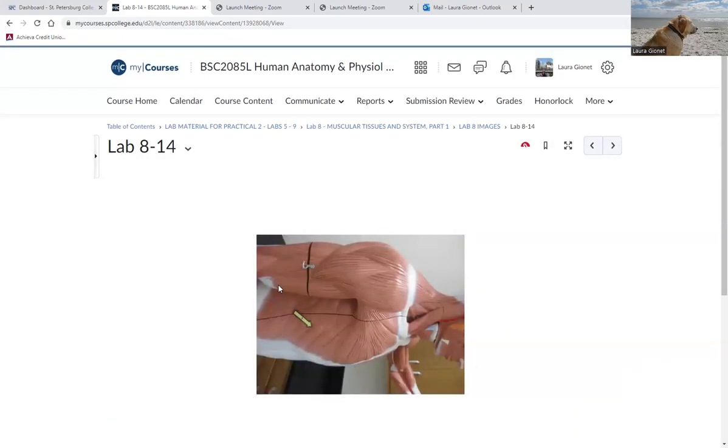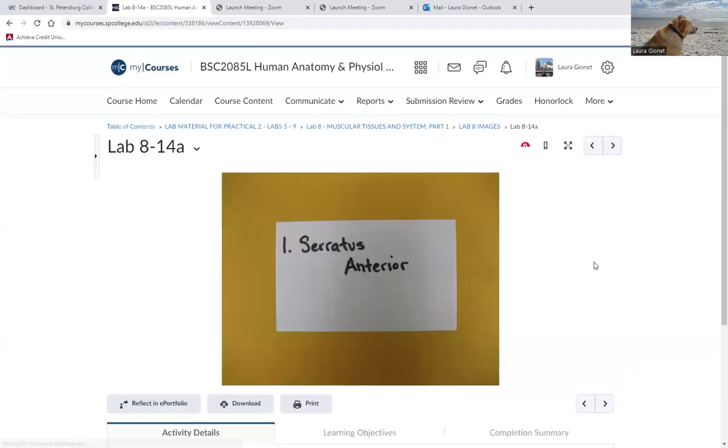Okay, now we're looking at the torso model. I'm going to move kind of in different directions. But this arrow is pointing to the zigzaggy muscle that's here kind of in the armpit area. That would be serratus anterior.